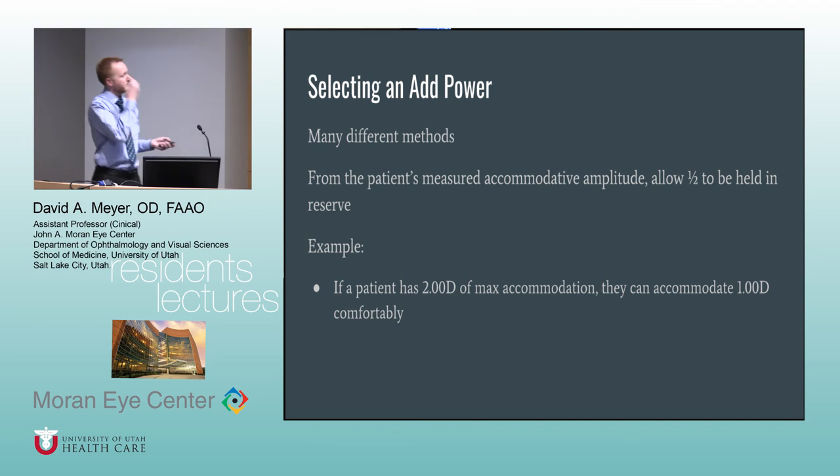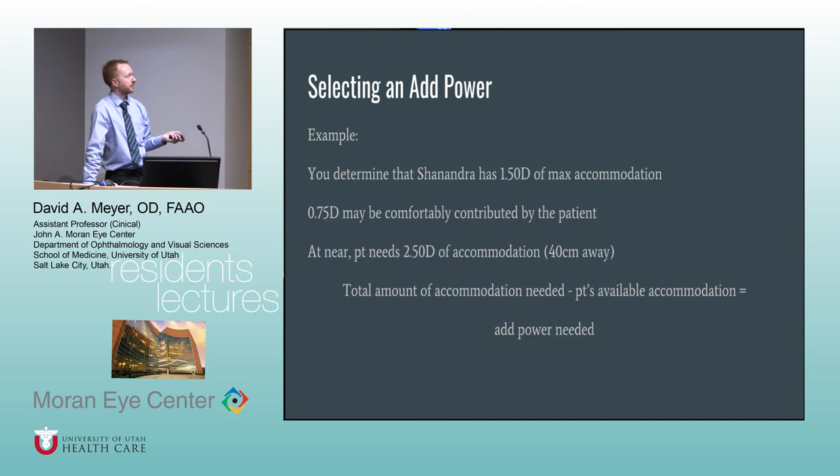One last thing to keep in mind. From the patient's measured accommodative amplitude, allow half to be held in reserve. So if you measure a patient and find out this person can accommodate 2 diopters, that's the max they can do, then they can usually comfortably accommodate half of that throughout the day. So this patient has 2 diopters of max accommodation, and they can accommodate 1 diopter comfortably.